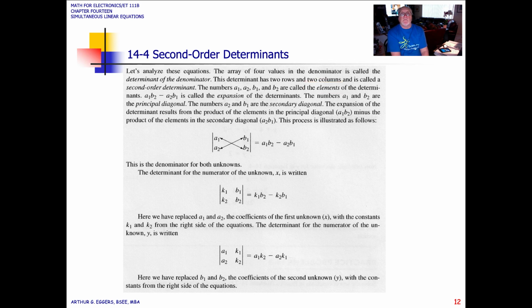The numbers A1 and B2 are the principal diagonal. The numbers A2 and B1 are the secondary diagonal. The expansion of the determinant results from the product of the elements in the principal diagonal, A1, B2, minus the product of the elements in the secondary diagonal, A2, B1. So if we look at it illustratively, you can see that we've got those relationships, A1, B2, A2, B1, and we take the difference. This is the denominator for both unknowns.